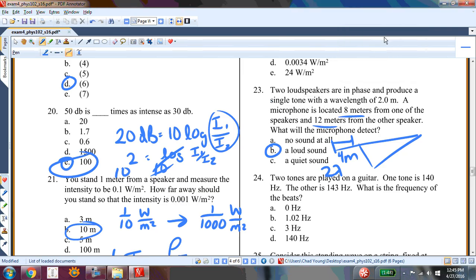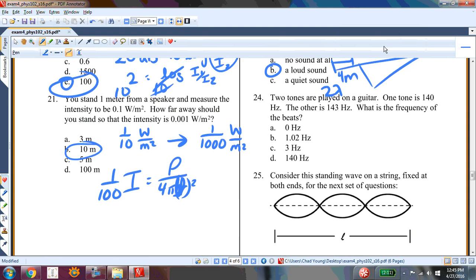All right, two tones are played on a guitar. One is 140, the other is 143. What is the frequency of the beats? It's going to be 3 hertz. It's just the difference in those two frequencies.